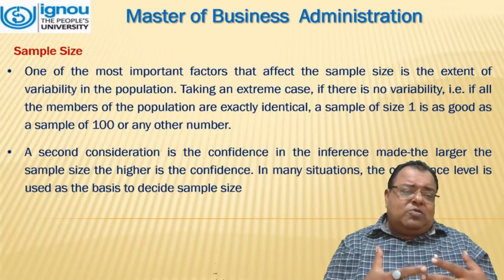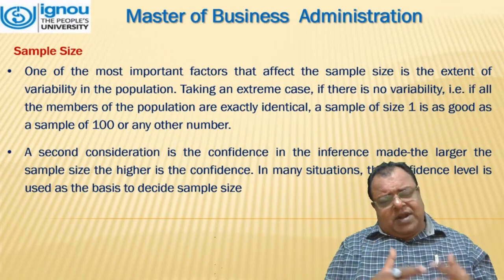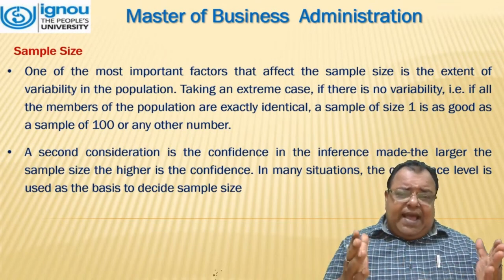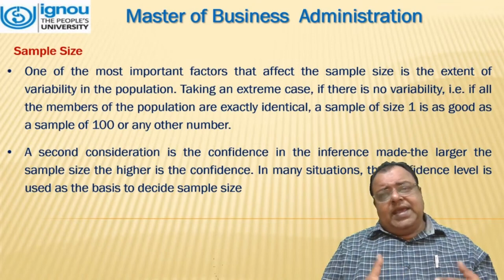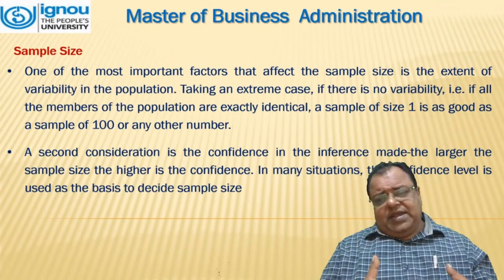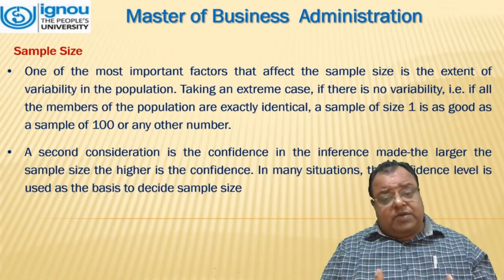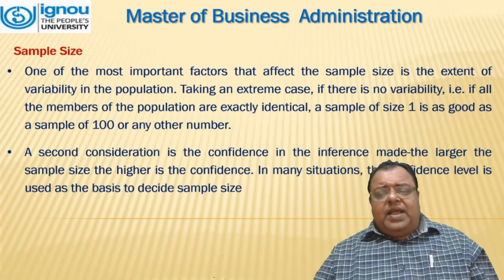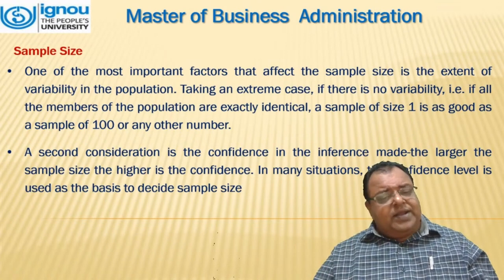Now comes how to determine the sample size. One of the most important factors that affect the sample size is the extent of variability in the population. Taking an extreme case, if there is no variability, that is, if all the members of the population are exactly identical, a sample of size 1 is as good as a sample of 100 or any other number.